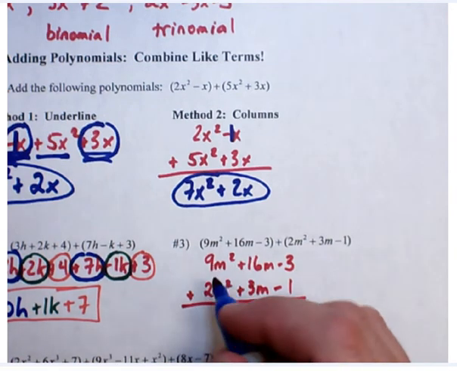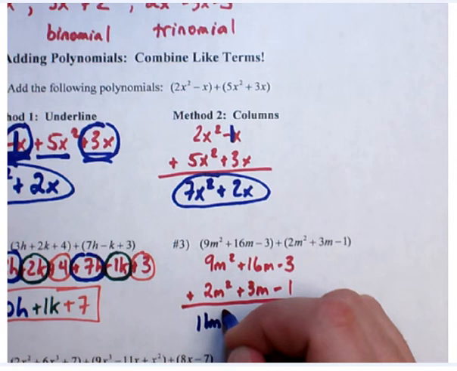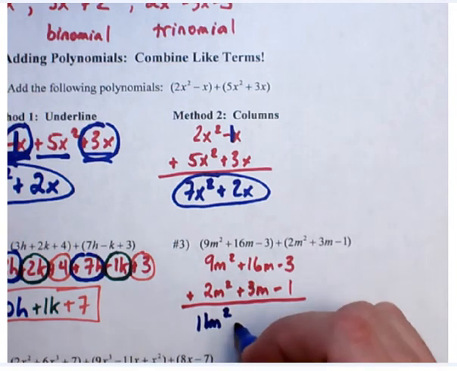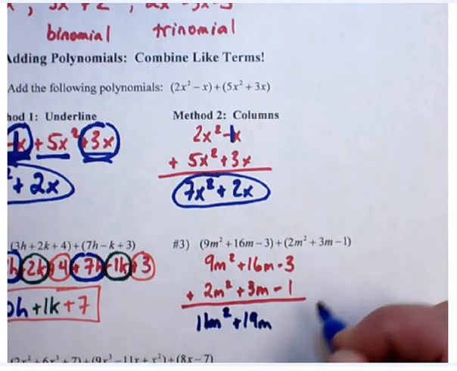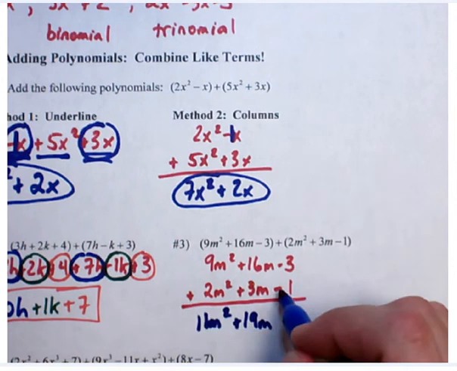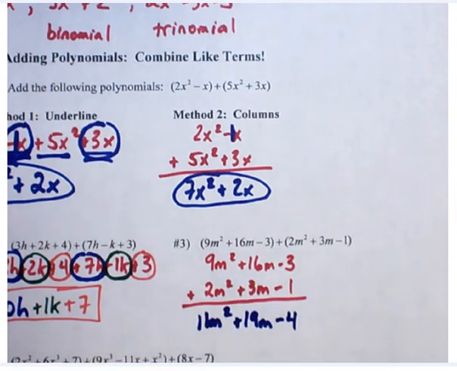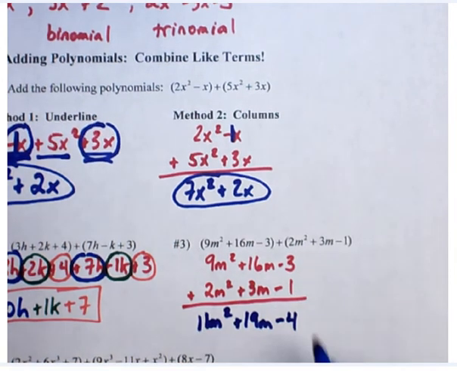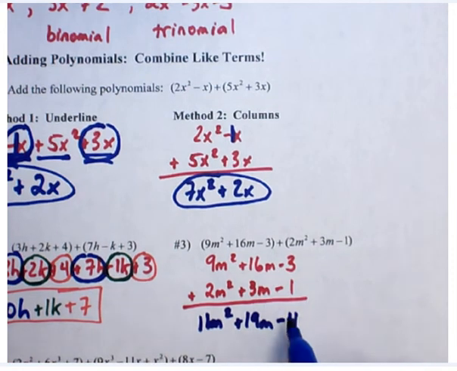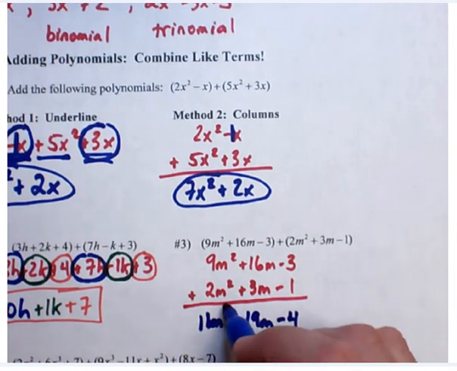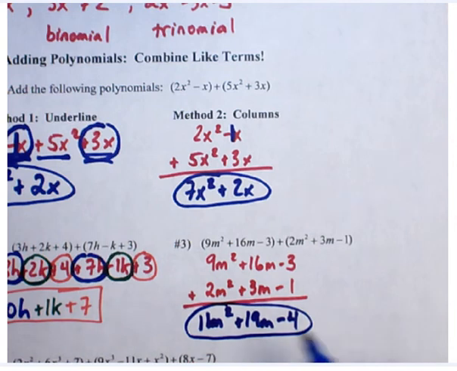9 plus 2 is 11m squared. 16 plus 3 is 19m. Negative 3 plus negative 1 is negative 4. Be very careful with that. And that's it. That's all we can do.